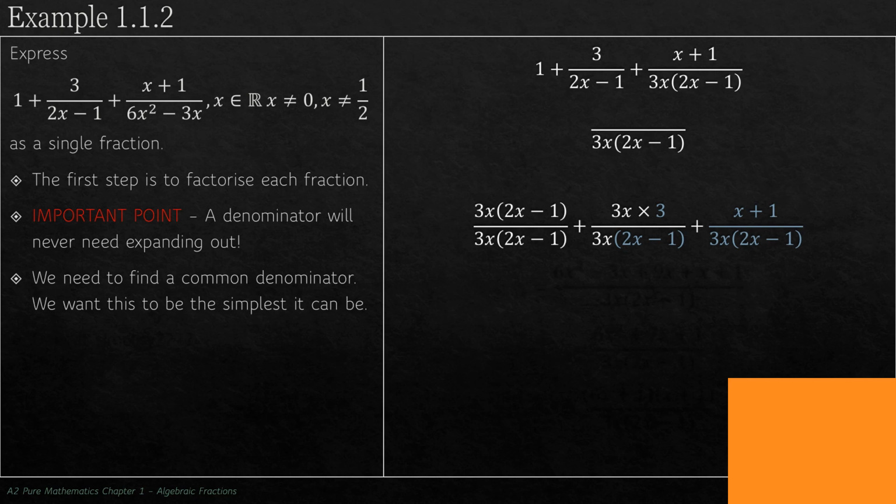And now it's just a case of adding those numerators together, just like you did with the numerical examples. To do that, we do need to expand this bracket out. So I do need to expand numerators out, but I do not need to expand that denominator out. So now it sits just on its own, so combining all three things together. An important point here would be this plus sign.